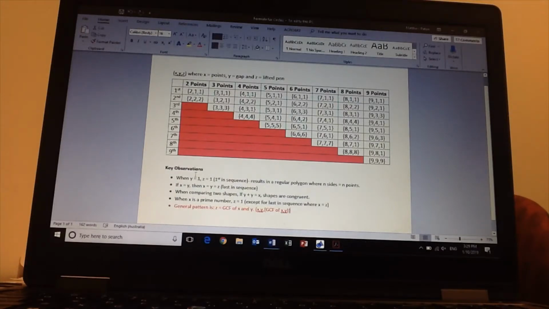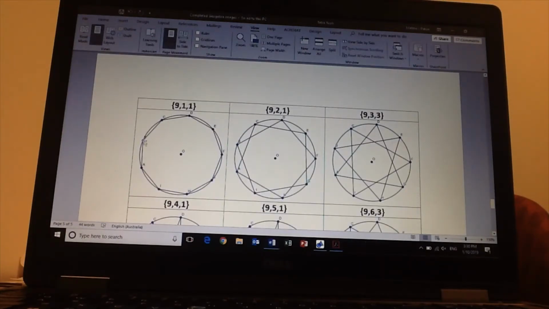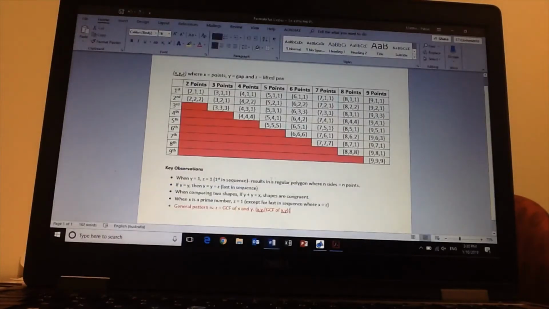The first one that came to mind was when the gap equaled 1, the amount of times you lifted your pen also equaled 1. Looking at an example, our 9s here, when our gap was 1, it created one shape, and we only had to lift our pen once. A gap of 1 also created a regular polygon every time, where the number of sides was equal to the number of points on the circle. Regular polygons have the same length and same angle.